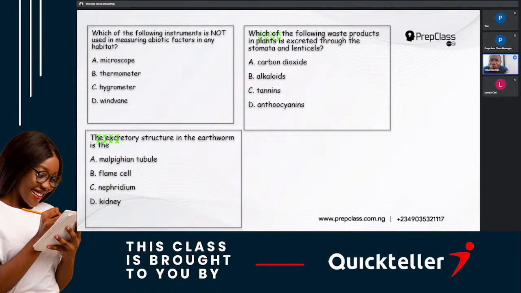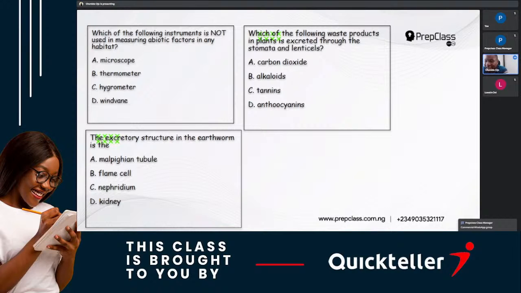Which of the following waste products in plants is excreted through the stomata and lenticel cells? We have A, carbon dioxide, B, alkaloids, C, tannin, and D, anthocyanins.